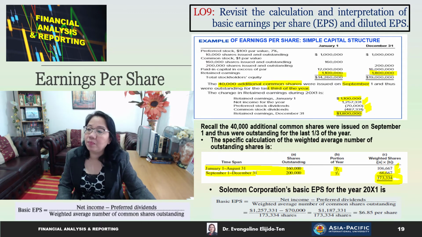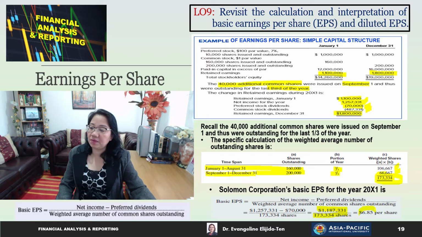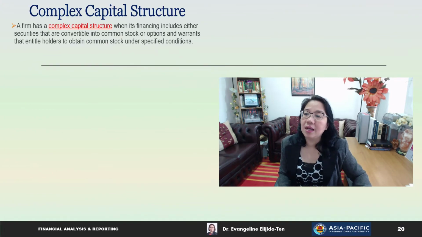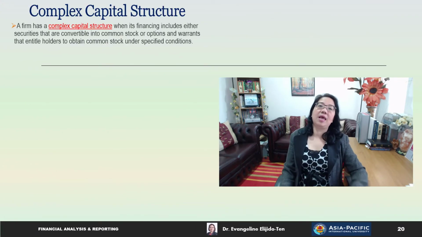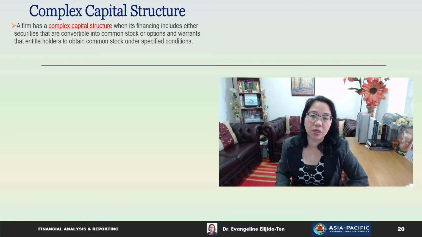Solomon Corporation's basic EPS for the year 20X1 therefore would be calculated as follows. The net income 1,257,331 as given there, minus the preferred dividends of 70,000. That will constitute our numerator for EPS calculation. And our weighted average common shares of 173,334 will be the denominator. So that gives us $6.85. That's basic EPS. Now, let us consider a complex capital structure.